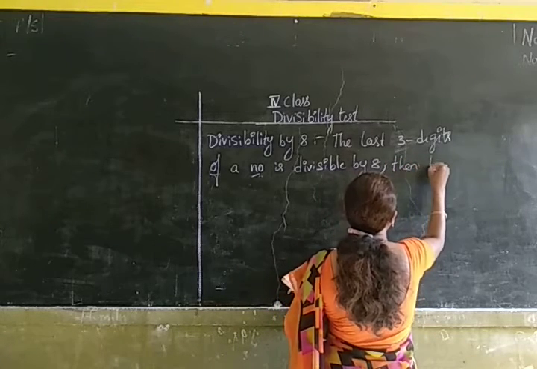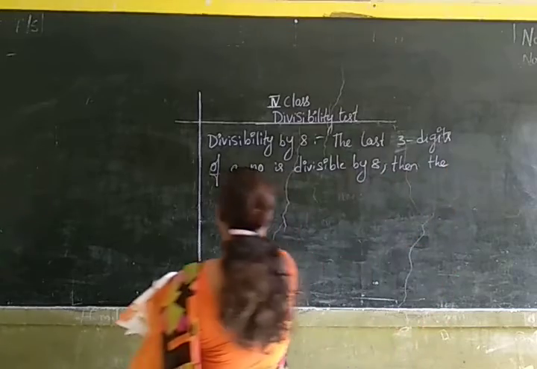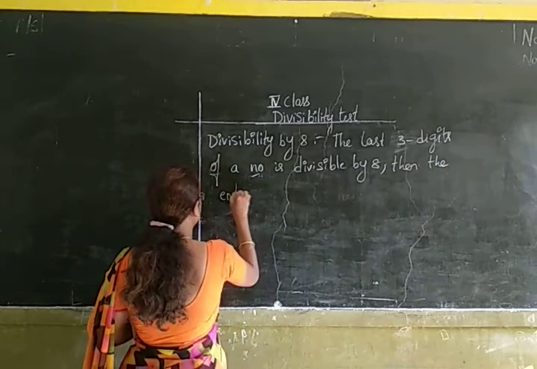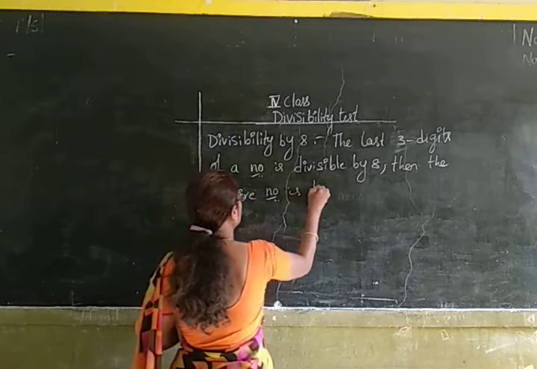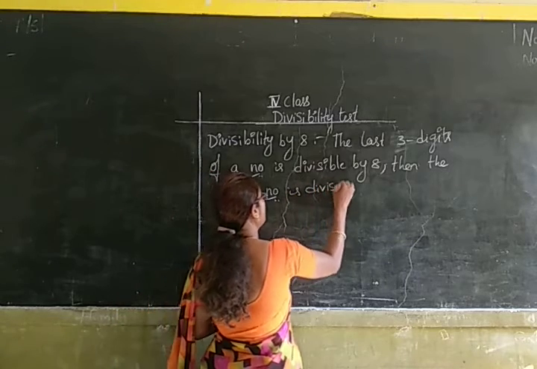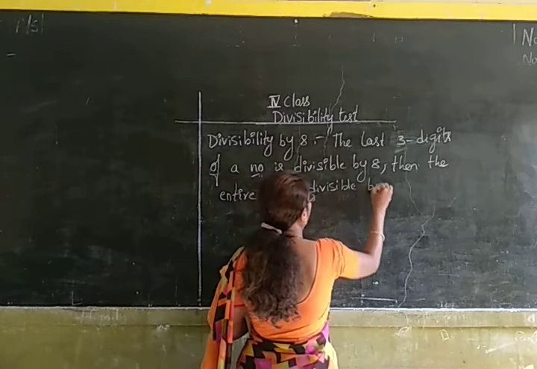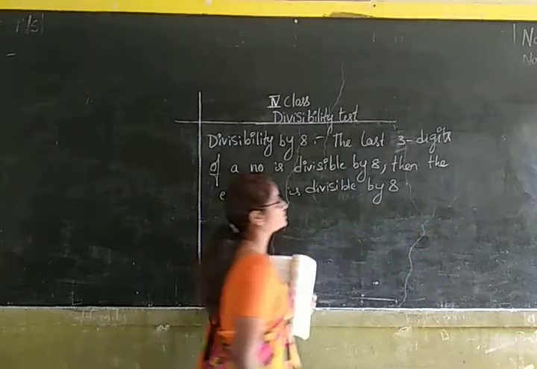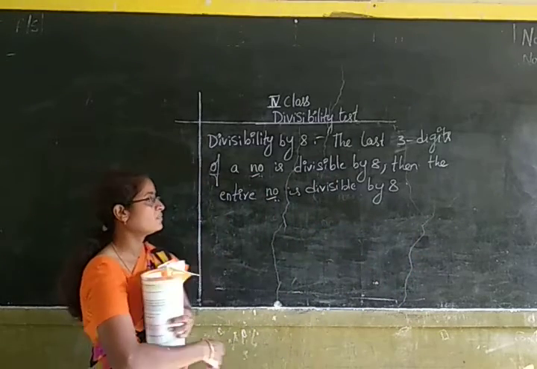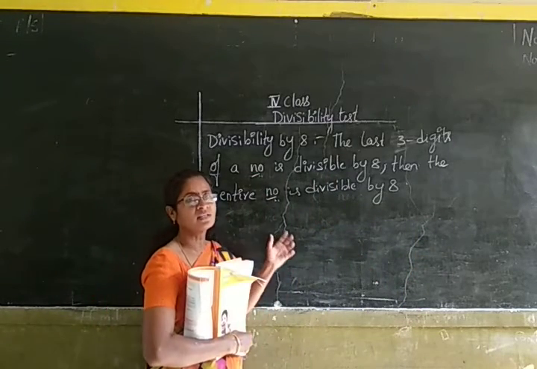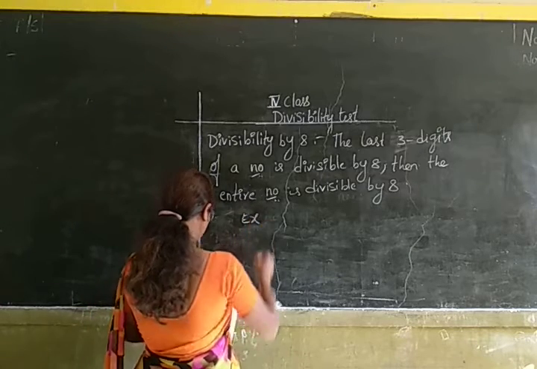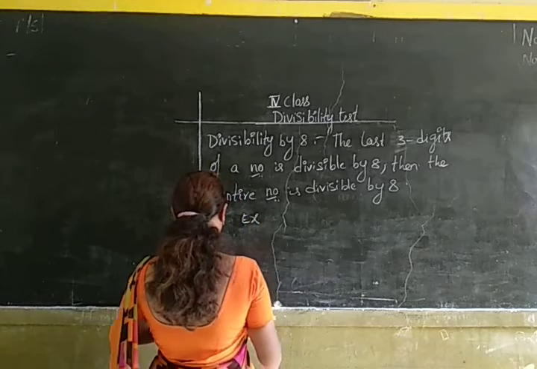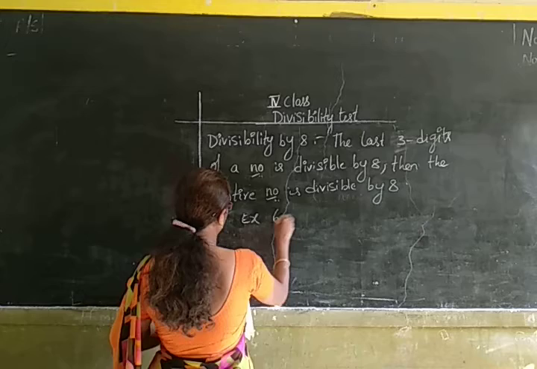Then the entire number is divisible by 8. Did you understand, children? If the last three digits of the number are divisible by 8, then the entire number is divisible by 8. Let us take an example. Let us take 6008.